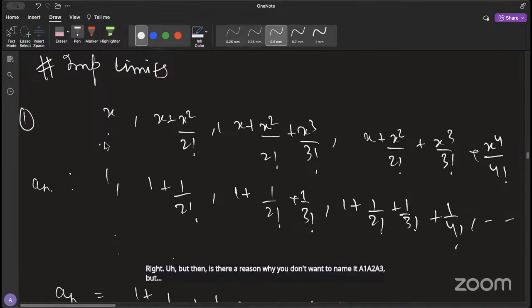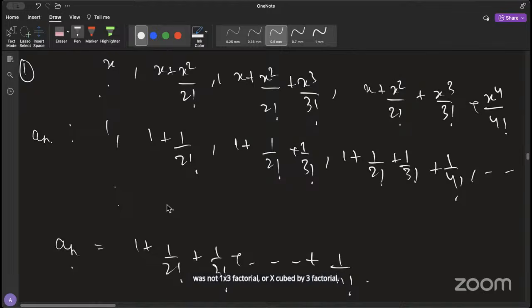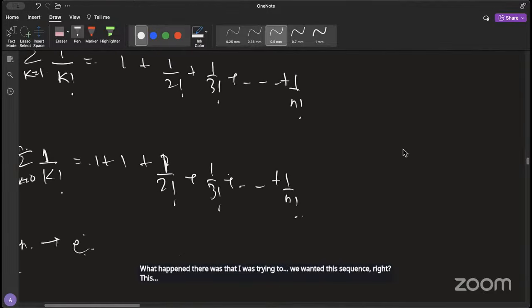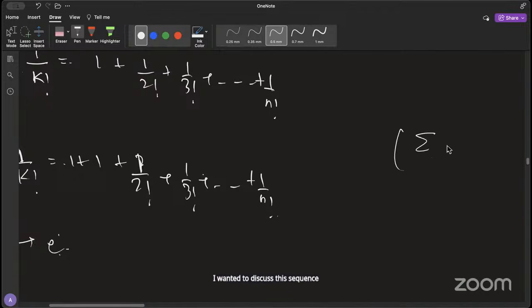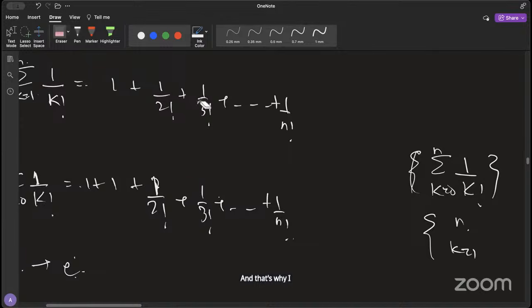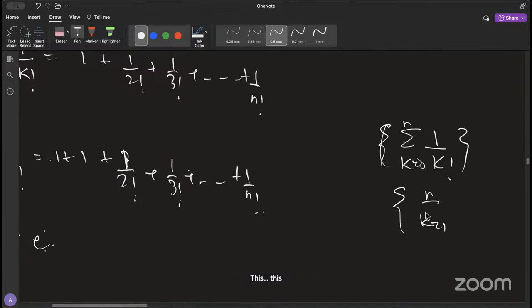In that case, A3 was not 1 by 3 factorial or x cubed by 3 factorial. What happened here was that we wanted this sequence, right? I wanted to discuss this sequence, summation 1 by k factorial, k varying from 0 to n. But instead, I discussed this one where your k is varying from 1 to n. So it changed everything, and that's why I wanted to incorporate this sequence, summation 1 by k factorial. How is this one different from this one?